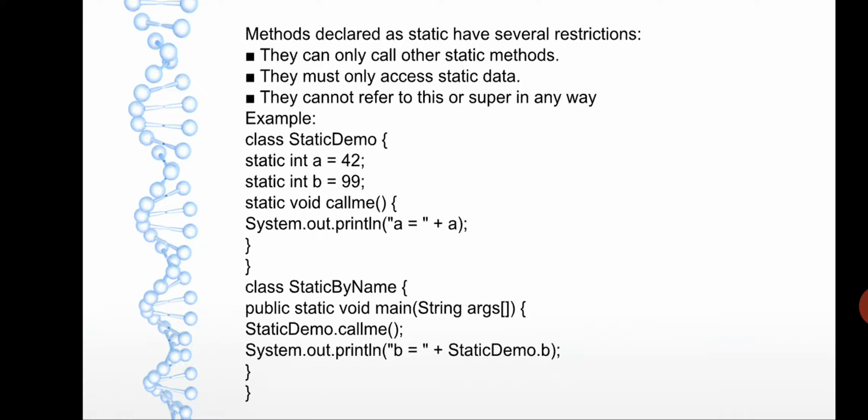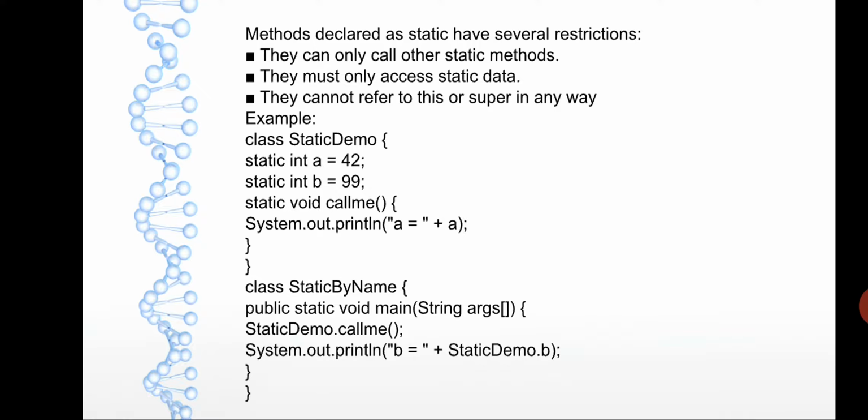The first one is you must call only other static methods, and you must be accessing only static data. Next, you cannot refer to super or this keyword in any manner. Now you can see the example. You have one class called StaticDemo. Inside that you have two variables, or class members: static int a equal to 42 and static int b equal to 99. That means a has the value 42 and b has the value 99.